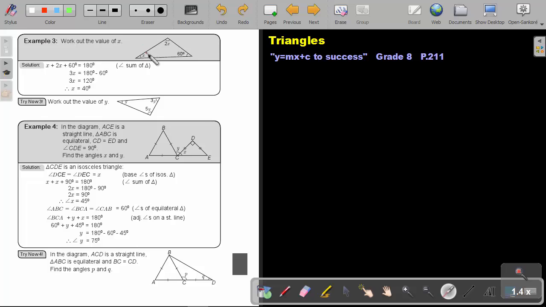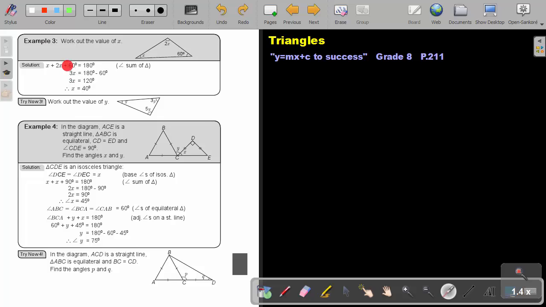Now remember that the interior angles of a triangle add up to 180. So basically, I'm just going to form an equation. x plus 2x plus the 60 will give me a sum total of 180, because all the interior angles of a triangle add up to 180. Then I'm just going to simplify this equation. 1x plus 2x will be 3x.